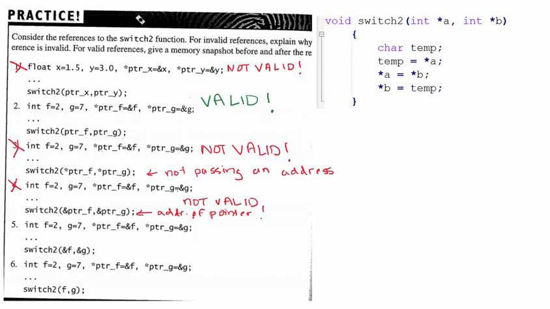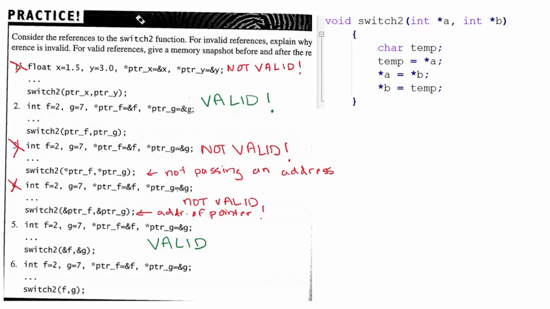Okay, number 5. Let's look at number 5. This looks pretty good. Int f and g, pointers to addresses. Call the function. Is it valid or not valid? Valid. Why is it valid? Because I'm passing an address of a variable to the switch function. That's okay. I'm expecting to get an address of the thing I want to switch, and I'm getting an address. So it is valid.